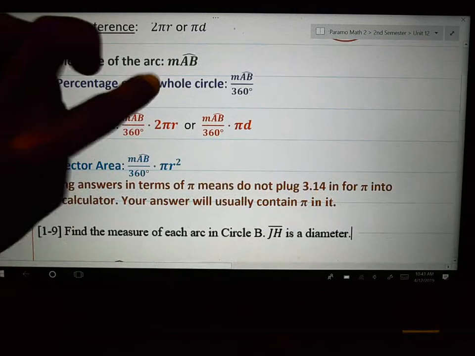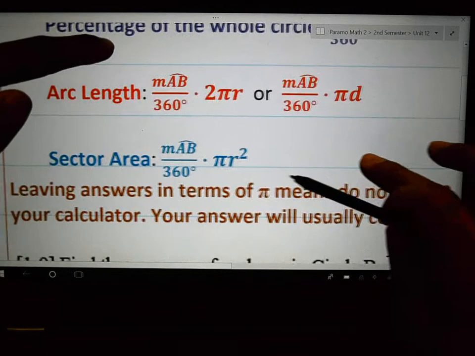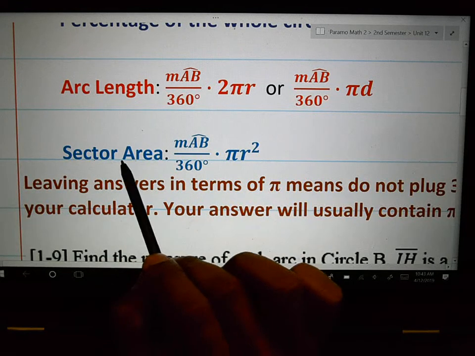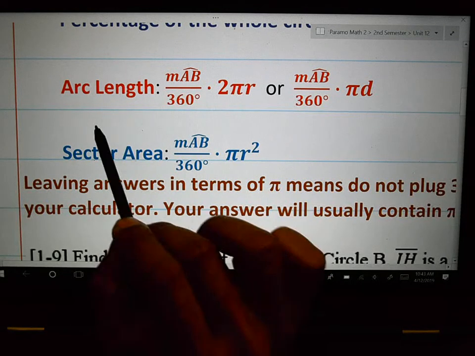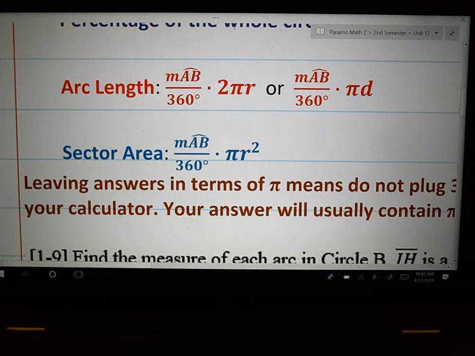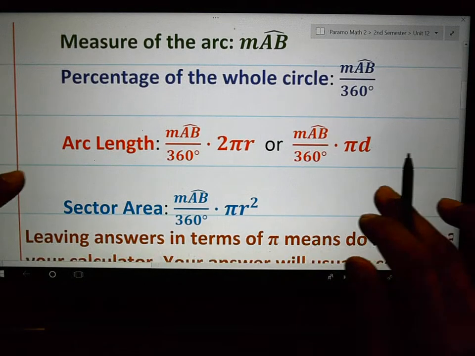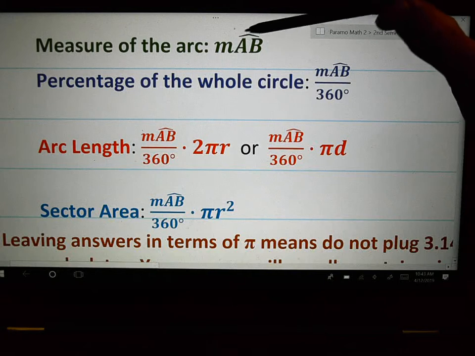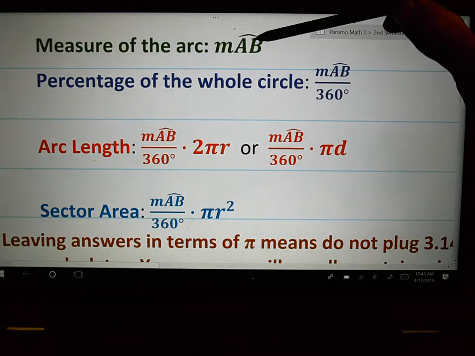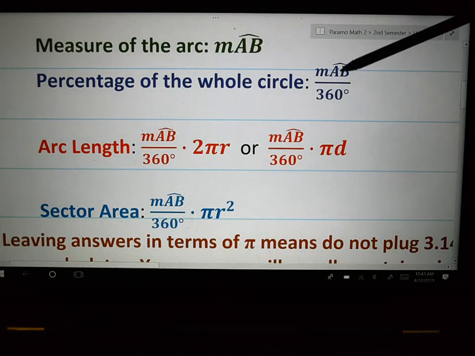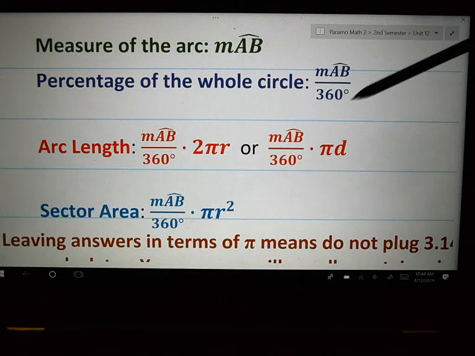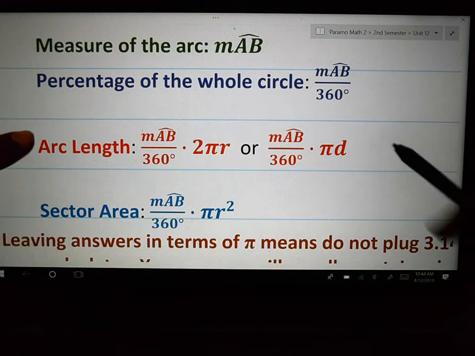Your high school standard is really going to be on these two things right here: arc length and sector area. If you know these two things, then you know what's in section 4. Before I get to that, don't forget we're still using arcs. If that arc, that central angle, tells you how many degrees it is, you're going to need to know that. And then you're going to put that out of 360 because that's the percentage of the whole circle we're using.